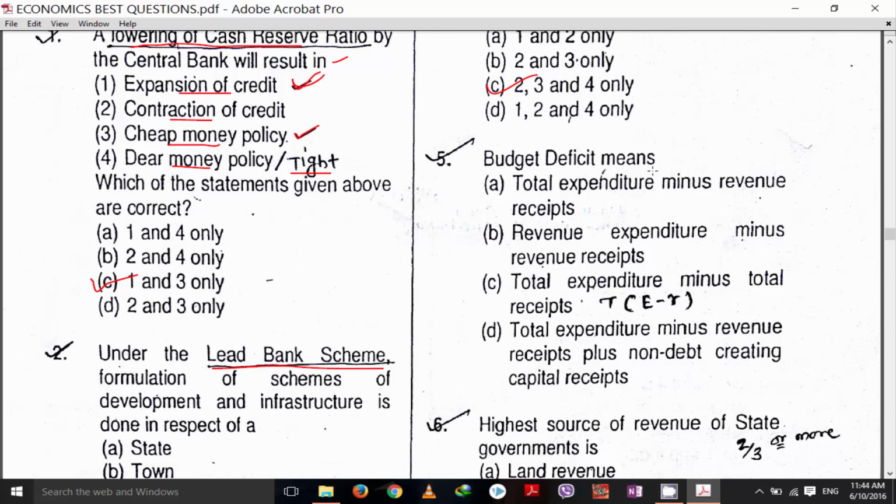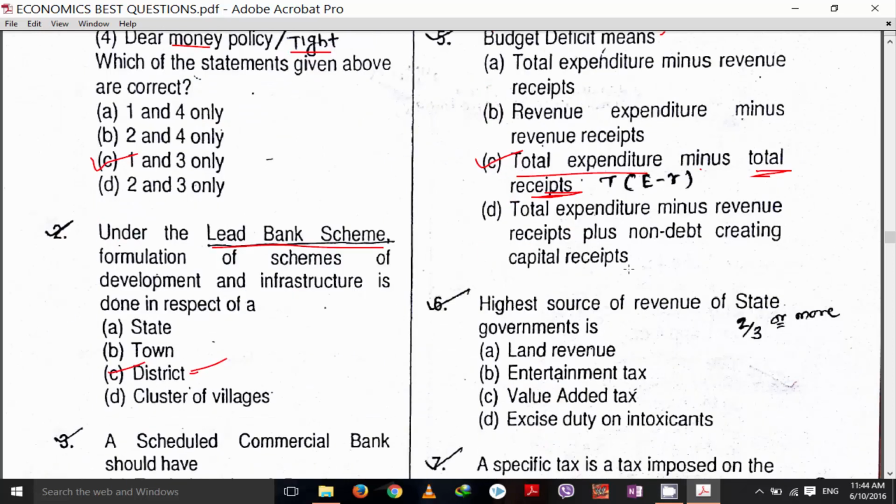Okay, next one. Budget deficit means, we know that budget deficit is total expenditure minus total receipts. That is what we call budget deficit. But now the term budget deficit is no more there, because instead of that there are ways and means advances. Okay, so next one.